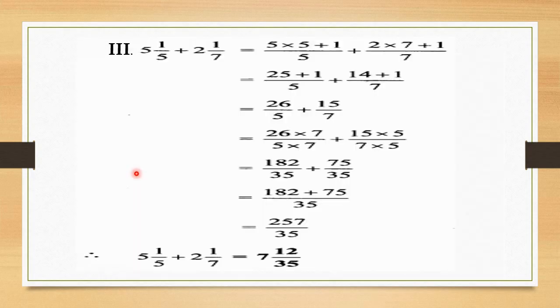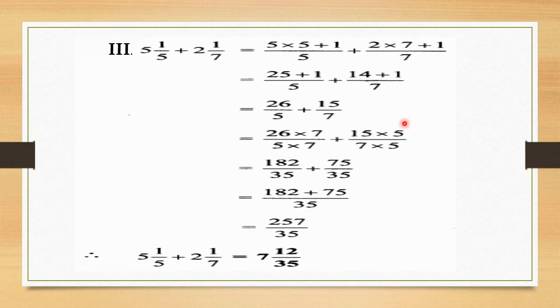Question number 3. 5 and 1 by 5 plus 2 and 1 by 7. So that is equal to 5 multiplied by 5 plus 1 upon 5 plus 2 multiplied by 7 plus 1 upon 7. So 5 5s are 25 plus 1 upon 5 plus 2 sevens are 14 plus 1 upon 7. So 25 plus 1, that is 26 by 5 plus 14 plus 1, that is 15 by 7. So here denominator is different.